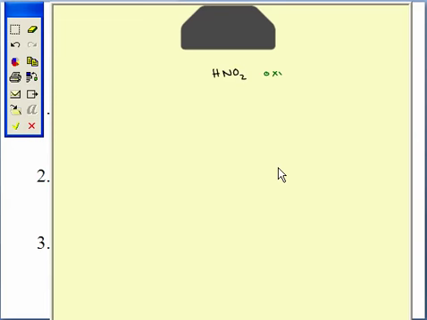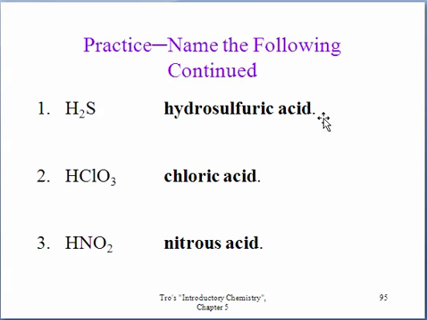And this is another oxyacid. So we identify our polyatomic ion. This is nitrite. And we remember our rule that -ite goes to -ous. So this is going to be nitrous acid. So if you got these right, give yourself a big pat on the back.